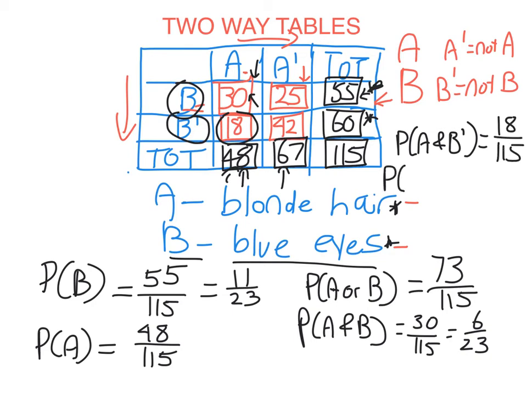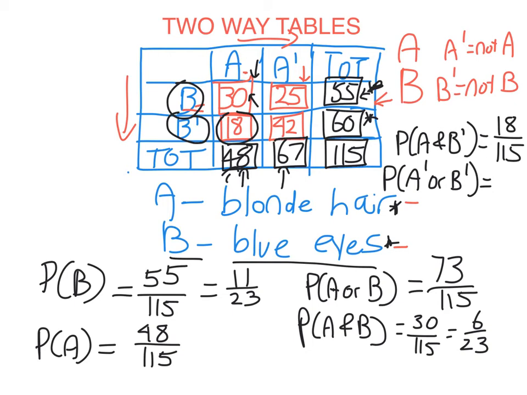What is the probability that a student does not have blonde hair? So that's what A dash means, not A. Or the student does not have blue eyes. So this includes all students who have a different eye color than blue. It includes all the students who have a different hair color than blonde, and all the students who have both of those things. So not A or not B.